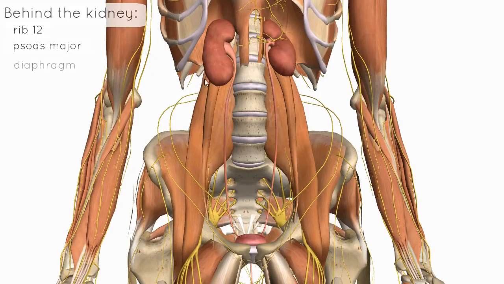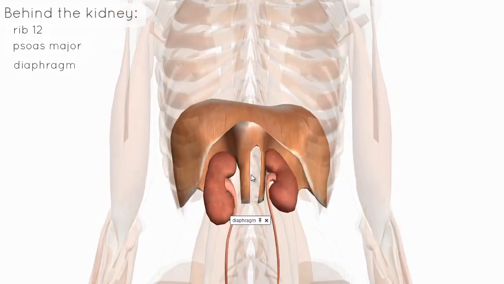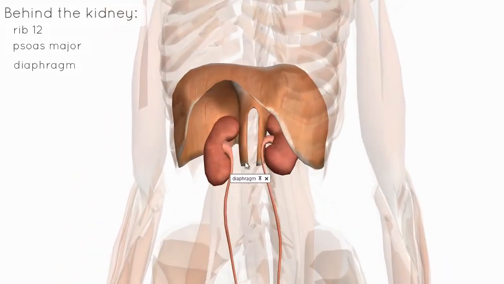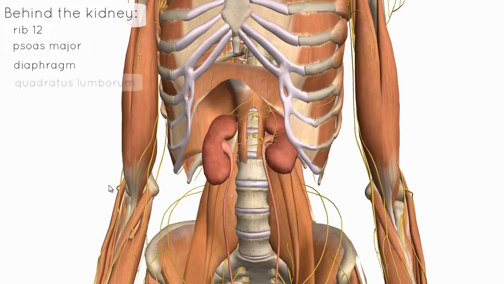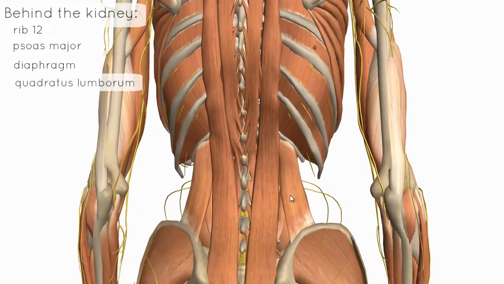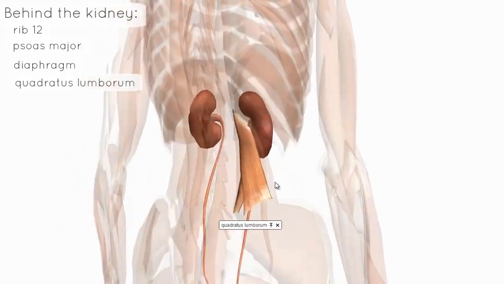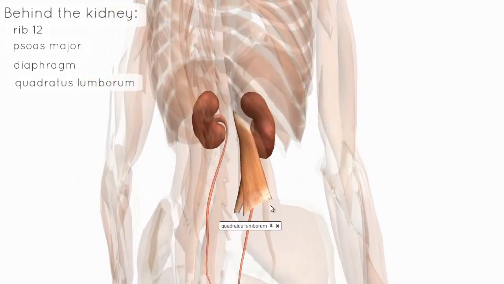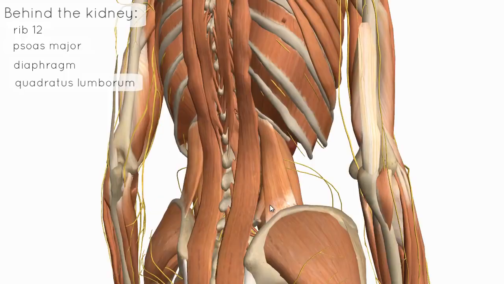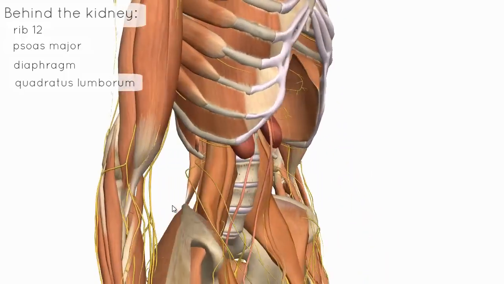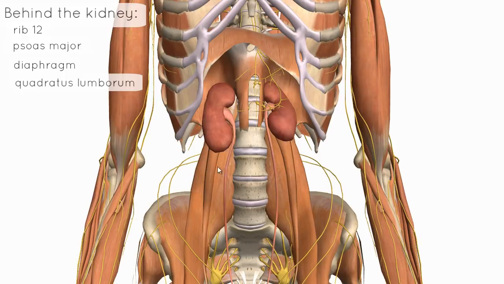And you've got the diaphragm, so the posterior parts of the diaphragm sitting behind the kidney. You've got the quadratus lumborum, which is this muscle here. It's obscured in this model by the huge psoas major muscle. If I rotate it around to the front, you can see that the quadratus lumborum is hidden because the psoas major is so big in this model. And then you've also got the transversus abdominis muscle, which is not shown in this model.